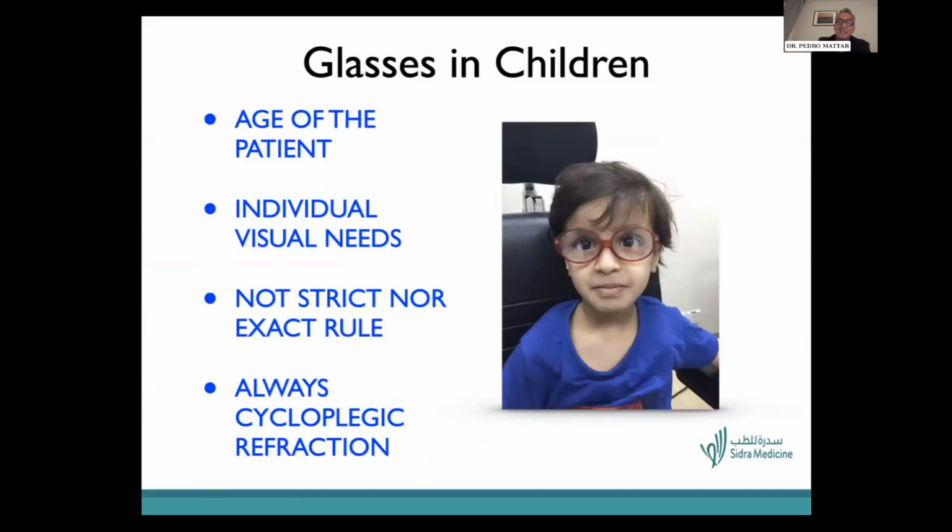So about glasses in children, we have to take into consideration when we're going to prescribe glasses for them the age of the patient and the individual visual needs that they have. Even though we're going to present some tables, there is not a strict or exact rule about what we need to correct in each patient. We have to individualize the patient. And in children, we have to have a baseline. We always have to have a cycloplegic refraction.